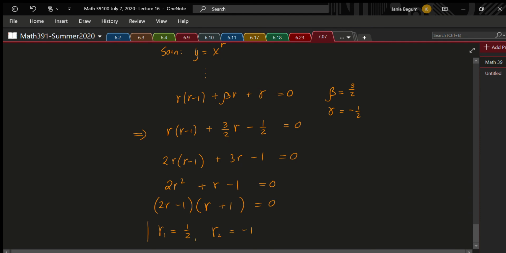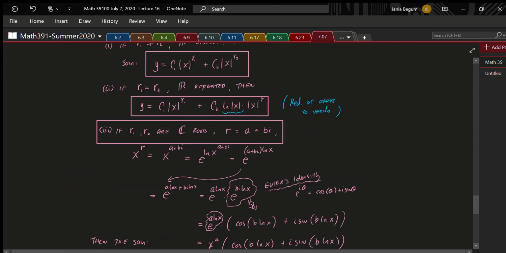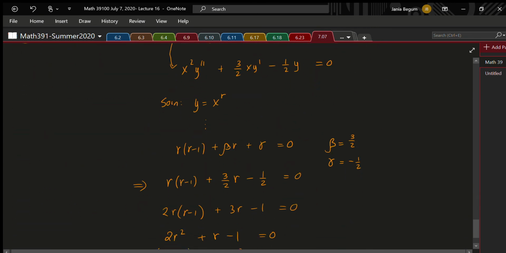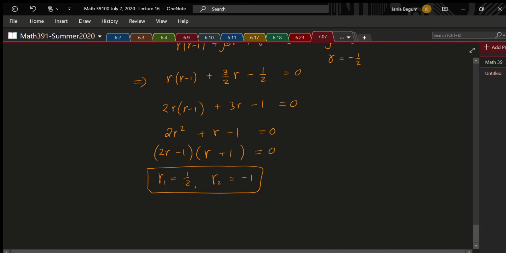So we have two distinct roots, so we're in case 1. Case 1 says if the roots are not equal, they're distinct, then the solution is the linear combination of x to the r1 plus x to the r2. So our solution to this problem is going to be y equals c1 x to the 1/2 plus c2 x to the negative 1. That would be the solution to this Euler equation. Any questions?